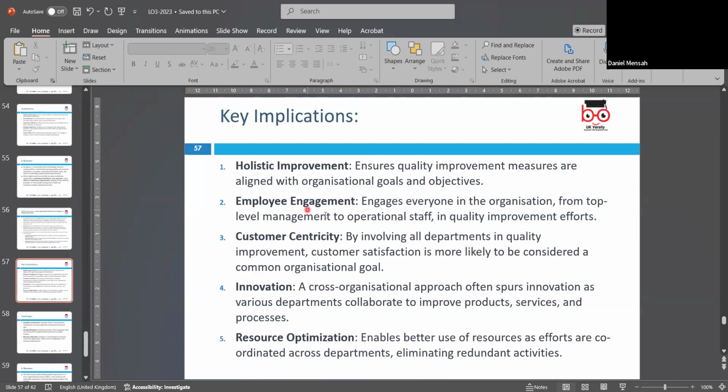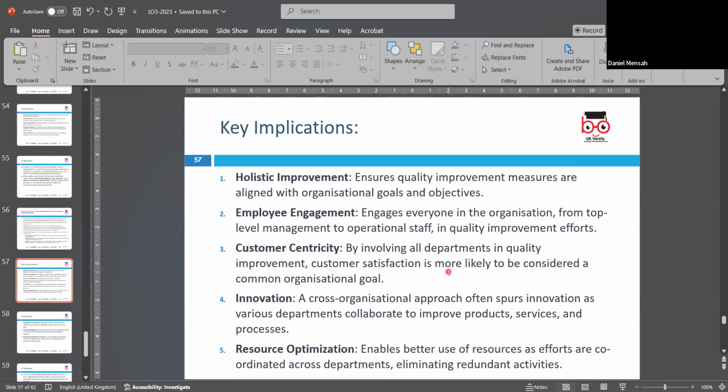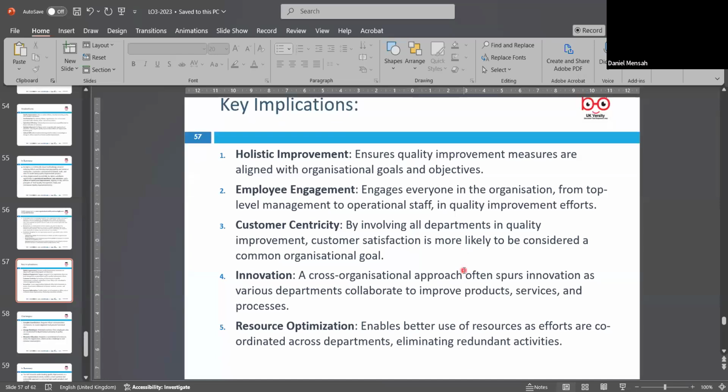Employee engagement, you can read these points. These are very self-explanatory. And customer-centric, involving all departments in quality improvement. Customer satisfaction is more likely to be considered a common organizational goal. So it is a customer-centric approach where you want to deliver a good quality product, which is only possible when everybody is striving and working together toward quality improvement initiatives, when everyone is exercising a culture of quality improvement in the organization.